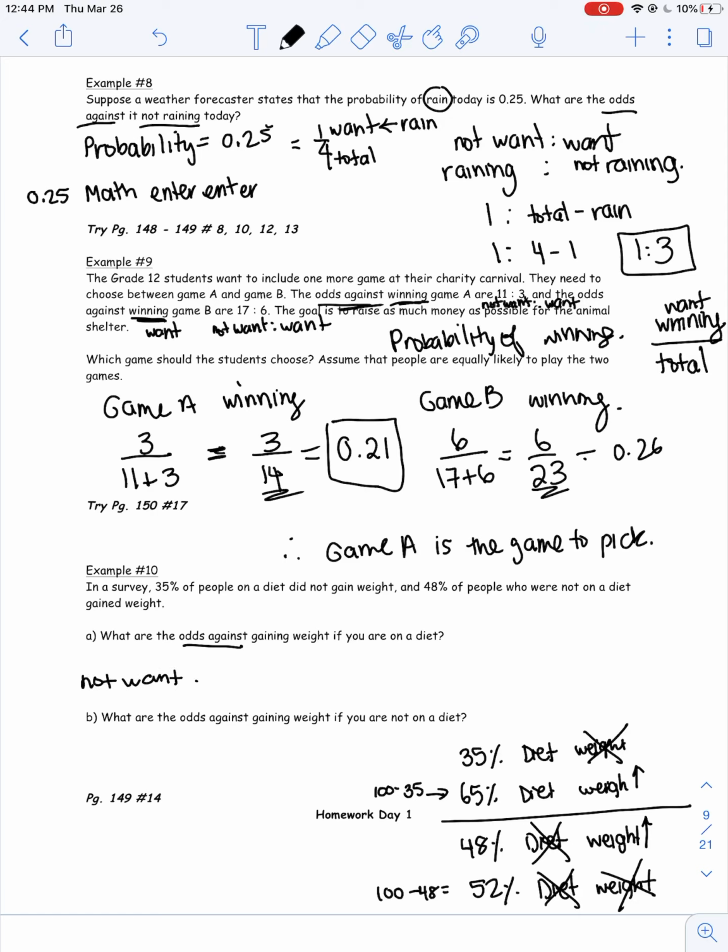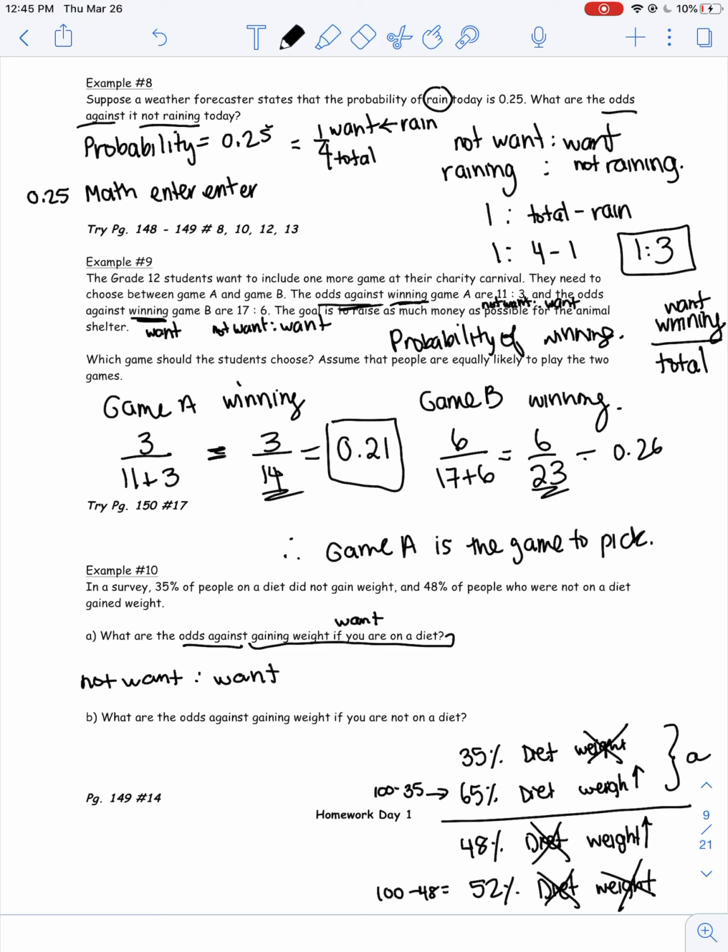So they want the odds against, so I'm going to write not want to want. And this statement right after is your want. Gaining weight if you are on a diet. So this is your want statement. So gaining weight, let's look at that. Gaining weight if you are on a diet, this is what you're looking at. You're looking at part A. So question A, you're looking at the first part of the data, because this is the gaining weight part and you have to be on a diet. So that would be the 35 and 65 number.